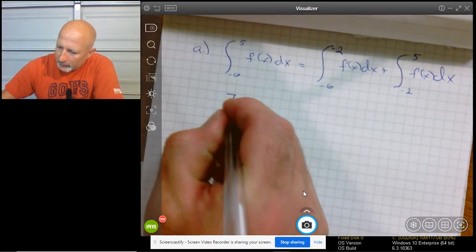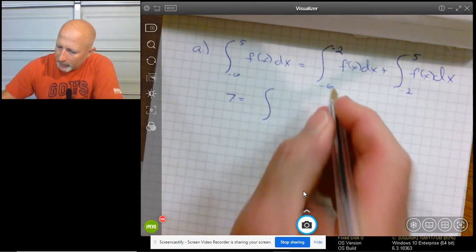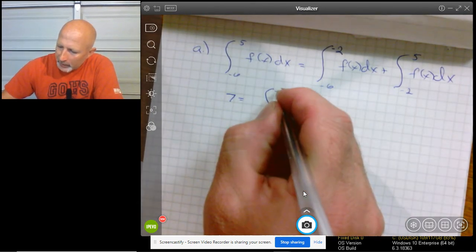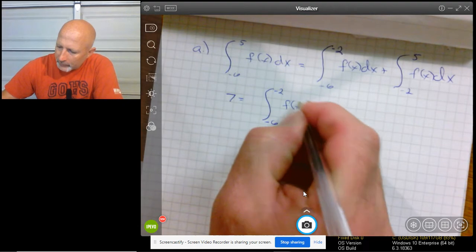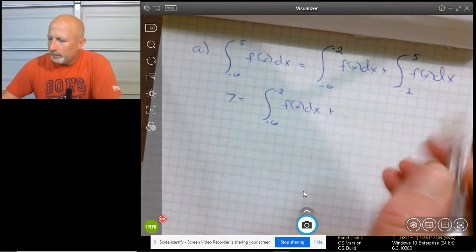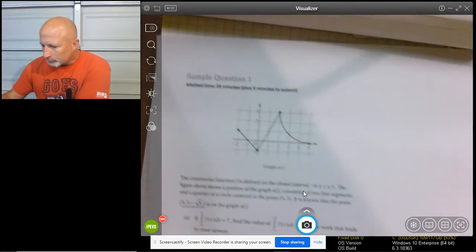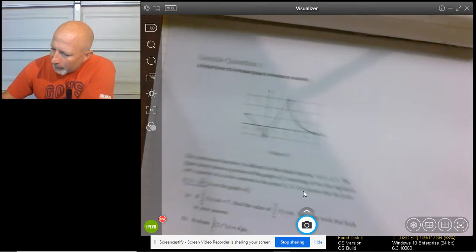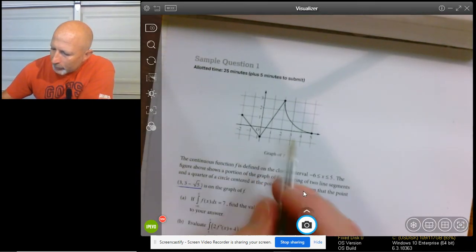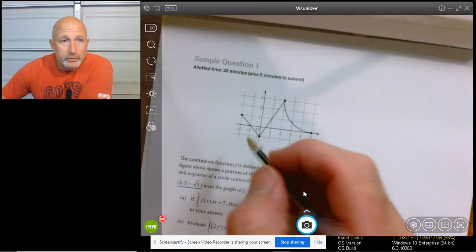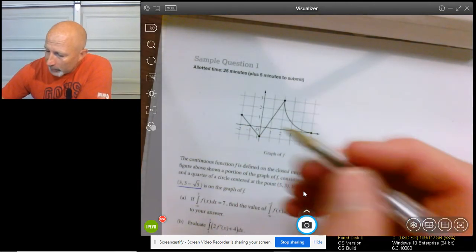So 7 is equal to the integral from -6 to -2 of f of x dx, which is what I'm looking for, plus the integral from -2 to 5. Now, what is the integral from -2 to 5? So go back to the picture. So this is what f of x is. So I'm going to go from -2 to 5. So all I have to do is use the area under the curve to go ahead and get there.